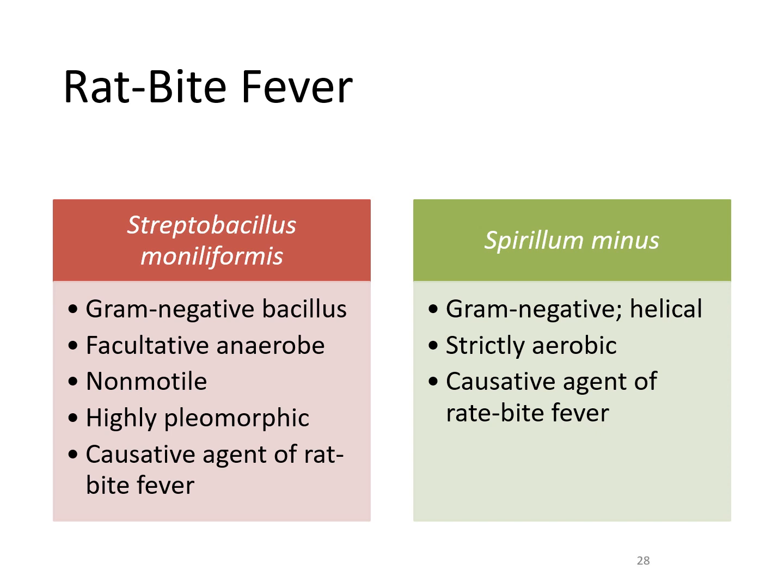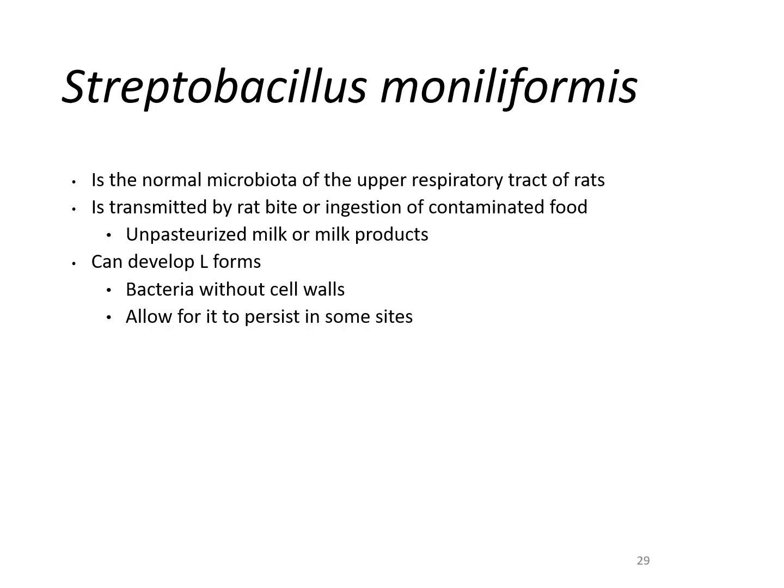Rat bite fever is caused by Streptobacillus or Spirillum. These organisms are both gram-negative. Your Streptobacillus is a bacillus, whereas your Spirillum is a spiral or helical type organism. Streptobacillus is a facultative anaerobe. It is non-motile and pleomorphic, and it causes rat bite fever. Your Spirillum is aerobic and also causes rat bite fever.